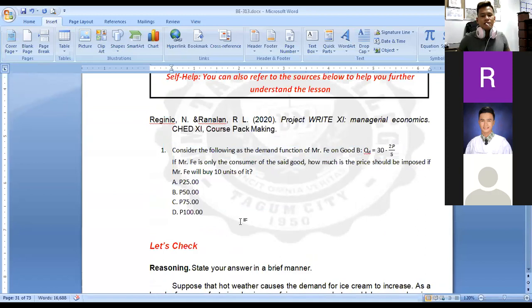Consider the following as the demand function of Mr. Fe on good B, which is QD equals 30 minus 2P over 5. If Mr. Fe is the only customer of the said good, how much should the price be if Mr. Fe will buy 10 units of it? So usually this is what comes out, problem solving.